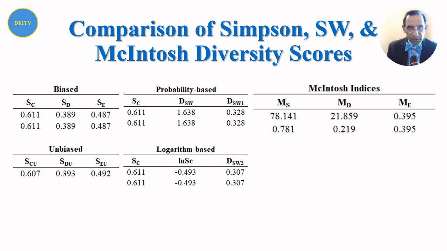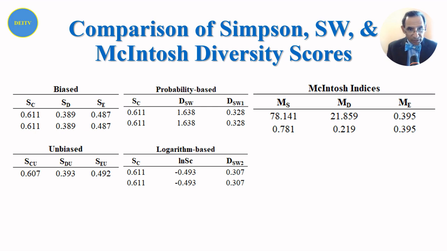So here in this slide, I compare the McIntosh diversity score and standardized score to the Simpson biased and unbiased scores, and also to the Smith and Wilson probability-based and logarithm-based indices. Let me talk very briefly about the biased scores for the Simpson index. Recall that the Simpson concentration score, discussed in episode 1, produced a value of 0.611.